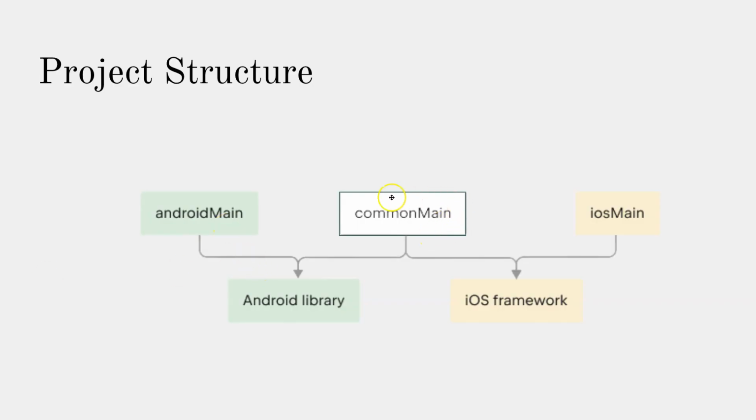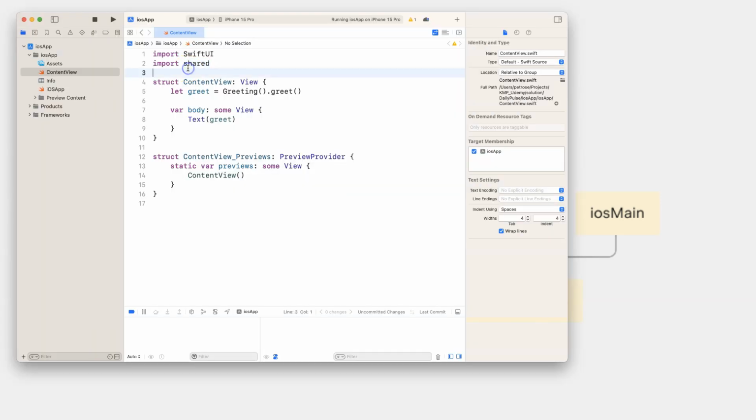So as you can see, we have the common main module over here, which is getting combined with the Android main module, and it is creating the Android library. A similar thing is happening on the iOS side. We have the iOS main, which is getting combined with the common main, and it is producing the iOS framework. The Android library is an actual dependency to the Android project, the same way that the iOS framework is getting imported into the iOS project. As you can see, when we open Xcode, we are actually importing the shared framework into our project in order to use the shared code.